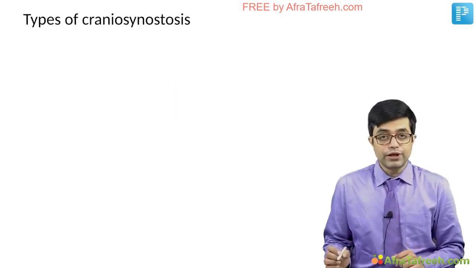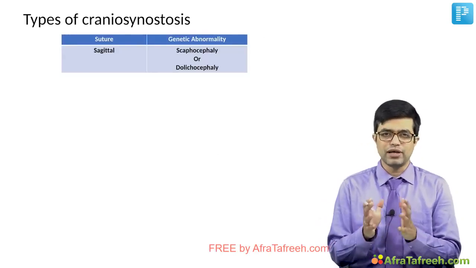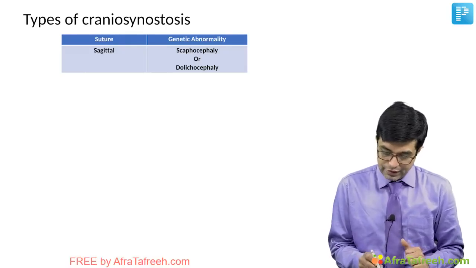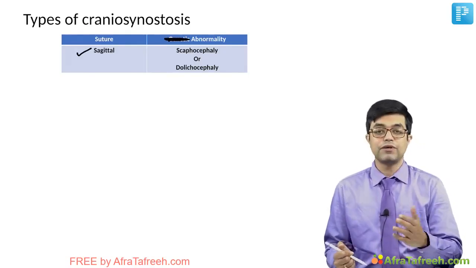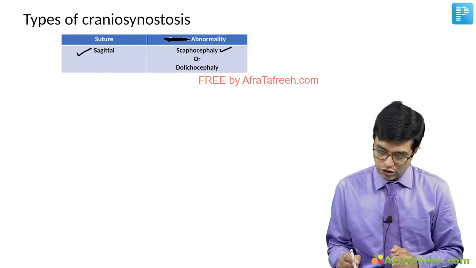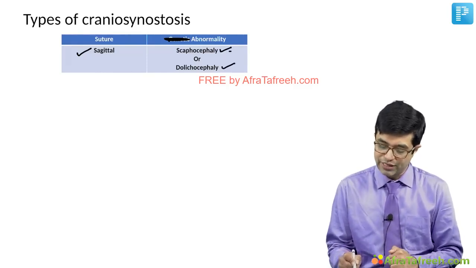Now, what are the types of craniosynostosis? It depends upon the suture variety. So there is a small ready table which I have made here. The first one is sagittal suture. The type of craniosynostosis produced, it's not a genetic abnormality, is called scaphocephaly or dolichocephaly. Scaphocephaly refers to a boat-shaped skull.